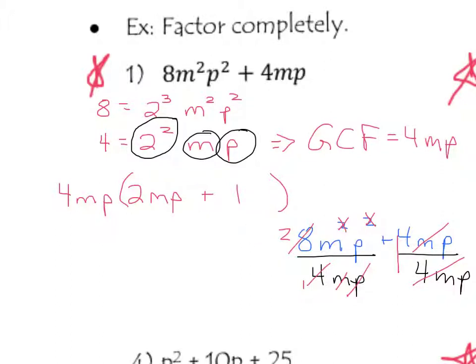It's very important that you don't forget to write your greatest common factor in front of this. You cannot factor this any further. There are no more common factors. It's not a trinomial or a special case. So this is the complete factorization of this problem. To check your work, you distribute your 4MP and you get 8M squared P squared plus 4MP, which is what you started with.